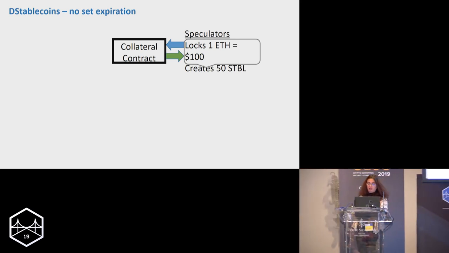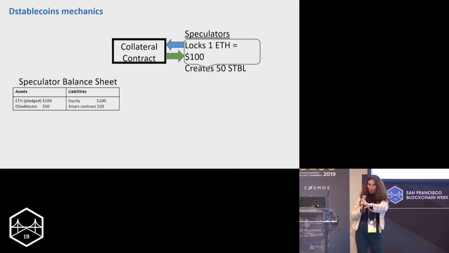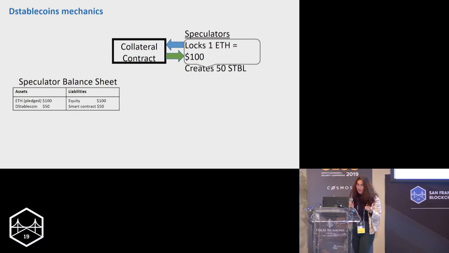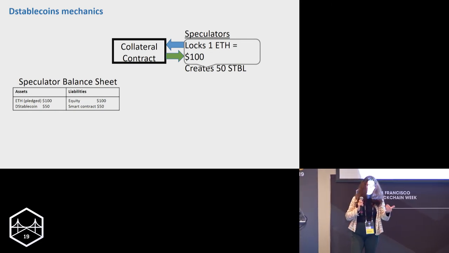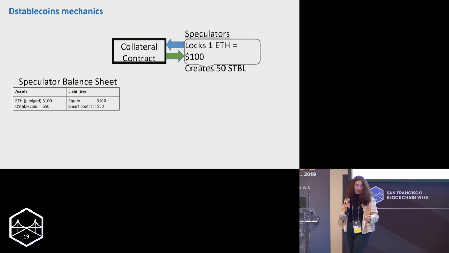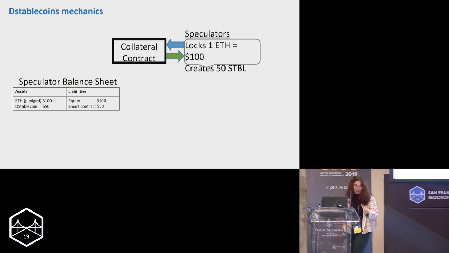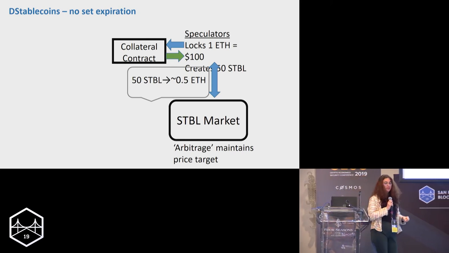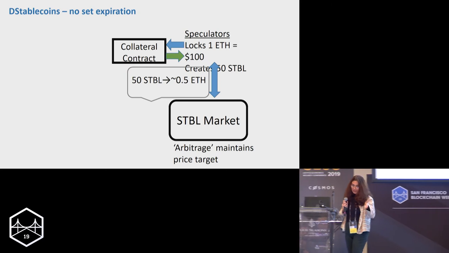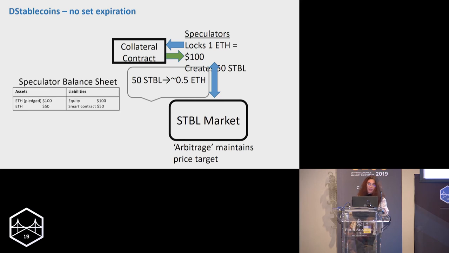So we create 50 stablecoins. And you see that the ratio of collateral to stablecoins created is 2-to-1. So it is obviously an over-collateralized setup. At this point, the balance sheet looks like this. You have ETH that is a pledge, it's $100, and then you have assets, $50 worth of this stablecoin, and then you have the equity, and the speculator owes $50 to the smart contract. And now what will happen is that they will sell these 50 stablecoins on the market, and of course they will get half an ETH for this at the price.